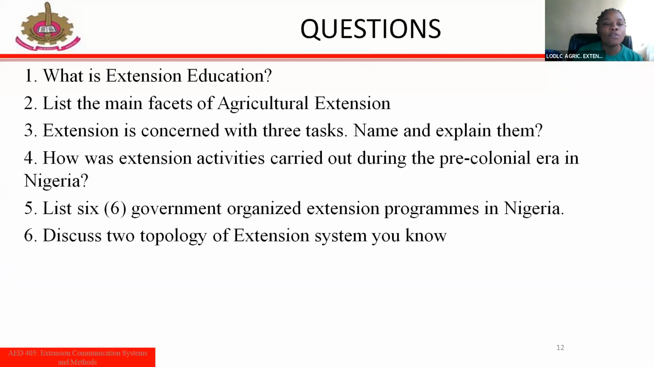Okay, so let me move on to the next, which are my questions. Look at the following questions stated above. The first one is, what is extension agent? Second one is, list the main facet of agricultural extension. The third one is, extension is concerned with 3 tasks. Name and explain them. The fourth one is, how was extension activities carried out during the pre-colonial era in Nigeria? The fifth one says, list 6 government organized extension programs in Nigeria. And the last one, which is the 6th one, says, discuss 2 typology of extension system in Nigeria.